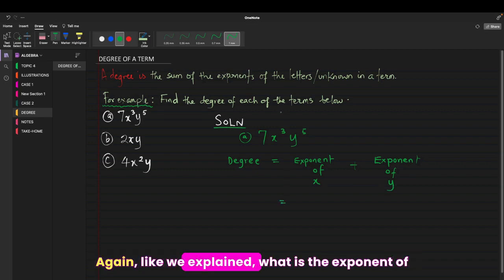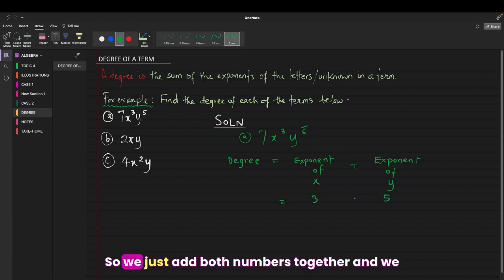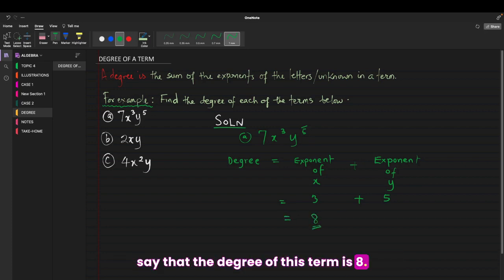Again, like we explained, what is the exponent of x? In this case, it is 3, right? What is the exponent of y? In this case, it is 5. So we just add both numbers together and we say that the degree of this term is 8. So same thing applies to b.